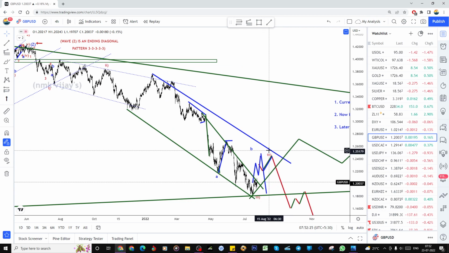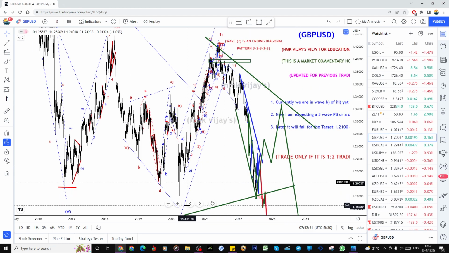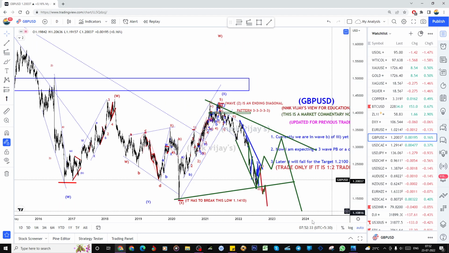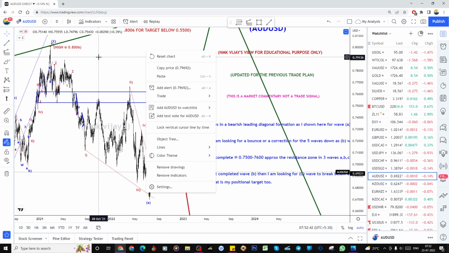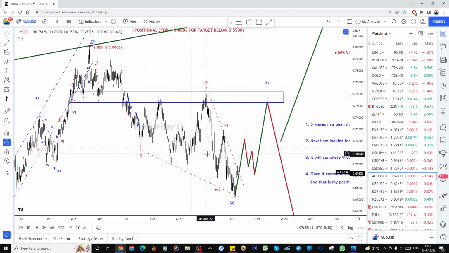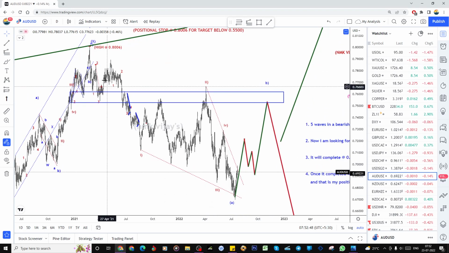So once this completed, I'm expecting one more ABC to the downside as per my previous positional target to hit. So let's move on to the next, the Australian dollar. Here I need to explain, because if it is bearish in the Australian dollar, what we expected is a 1 2 3 4 5 completion also.